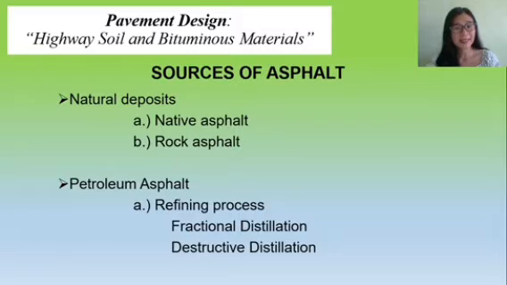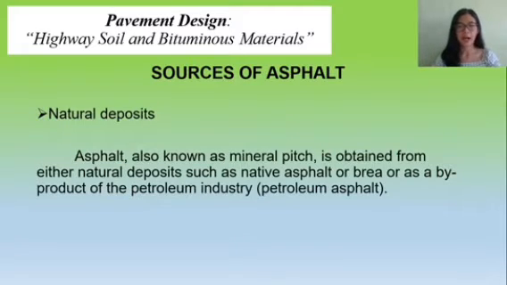First, let's have the sources of asphalt. We have two different sources of asphalt, the natural deposits and the petroleum asphalt. Asphalt, also known as mineral pitch, is obtained from either natural deposits such as native asphalt or brea, or is a byproduct of the petroleum industry, or petroleum asphalt. It is obtained from seeps or pools of natural deposits in different parts of the world or as a product of the distillation of petroleum crude.